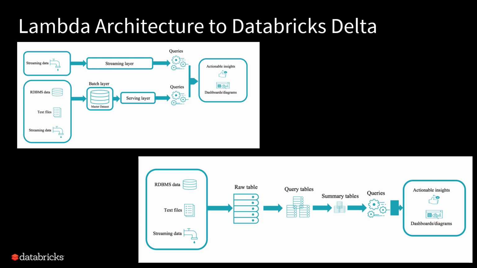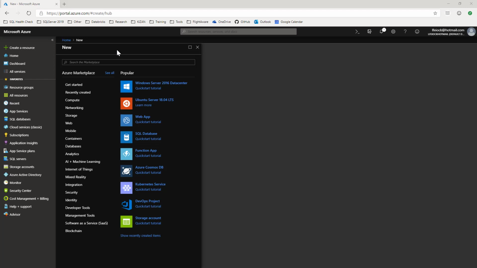These have different terminologies within Databricks. The raw table is called bronze, the query tables are called silver, summary tables are gold, and the final dashboard is considered platinum. Now let's switch to see a demo on how Databricks Delta can be implemented.